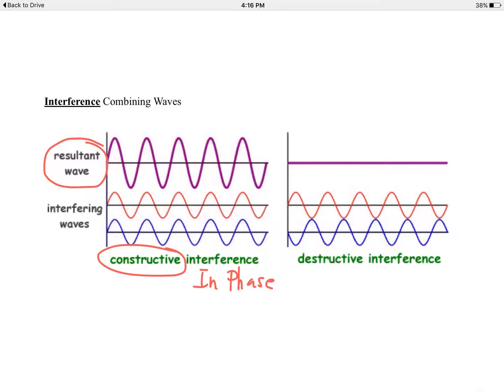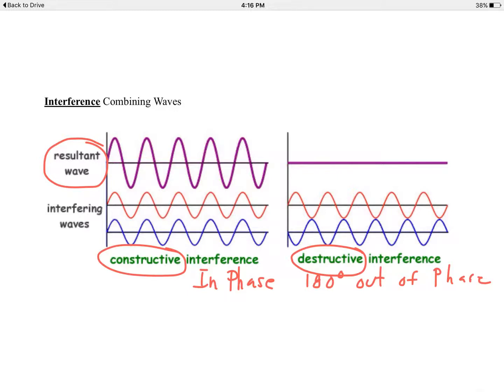If you have destructive interference, the two waves are out of phase. Typically, we would say they're 180 degrees out of phase, because 180 degrees is half a wave, half a circle. If they're 360 degrees out of phase, they're not really out of phase. They'd be back in phase, because a full circle brings you back into phase with what you had initially. But if you're 180 degrees out of phase, you're completely opposite of the other wave.